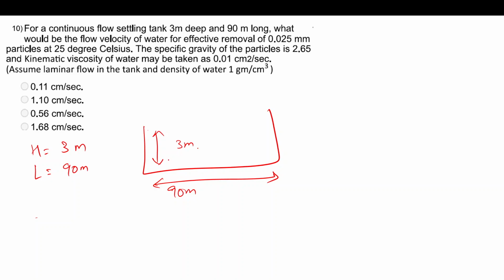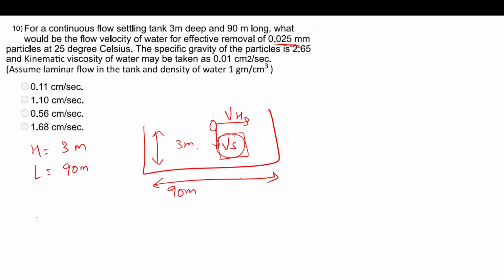Here you can say that a particle will have a horizontal component of velocity and a vertical component of velocity. For complete removal of this size of particle, you need to have the settling velocity corresponding to this particle, because if the particles are bigger than that, they will have higher settling velocity and will obviously be removed. So the first thing is to find the settling velocity.